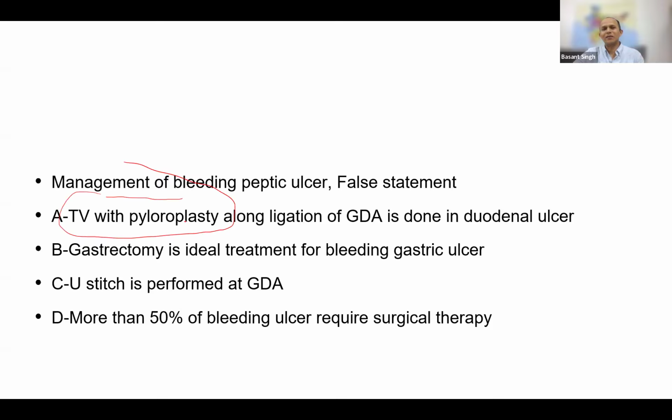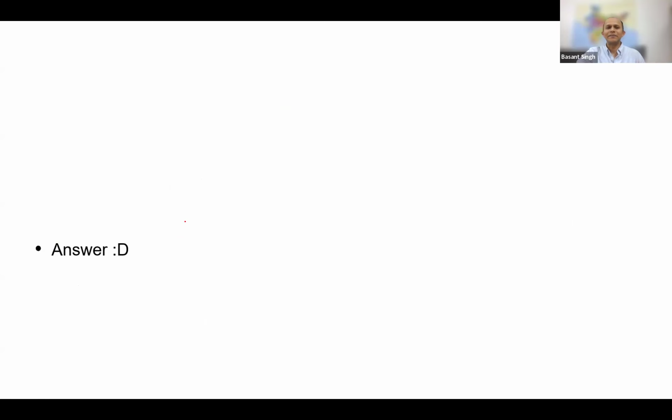You close the duodenum in transverse manner. You do a pyloromyotomy, pyloroplasty, and add a truncal vagotomy. For gastric ulcer, obviously gastrectomy is the ideal if the patient is stable because there's a risk of malignancy here. Usually, only 10% requires surgery, 10 to 15%. So 85% you can manage with endoscopy.